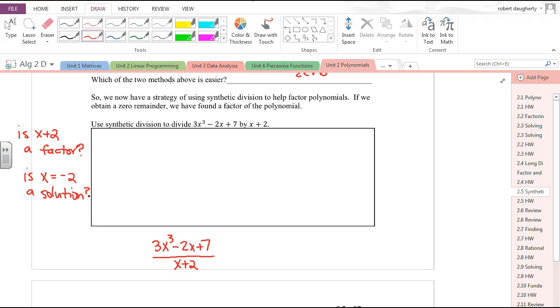Okay? So to do it with synthetic division, which of these numbers, what do I do? How do I set up the synthetic division? I'm testing whether something is a root or solution. What number am I testing? Negative 2. So that's very important. If I'm trying to divide by x plus 2, my synthetic division starts with a negative 2. I'm testing whether or not negative 2 is a root or solution.